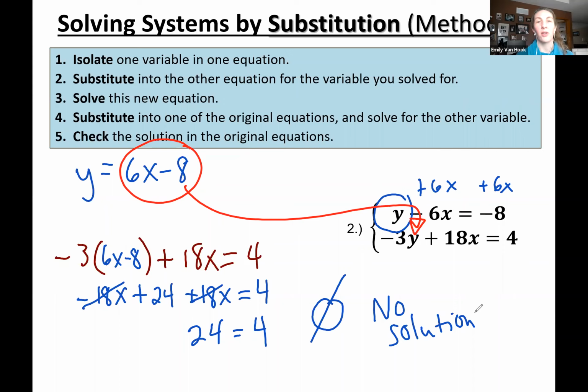They never intersect. There's no solution. We don't need to graph to know that for sure. The way we could tell is we could see that the variables completely canceled out. We were left with an equation that's not true. And so the problem is done and there's no solution.